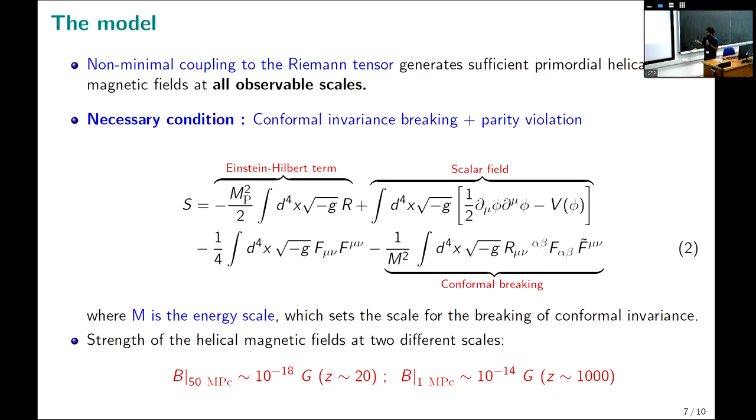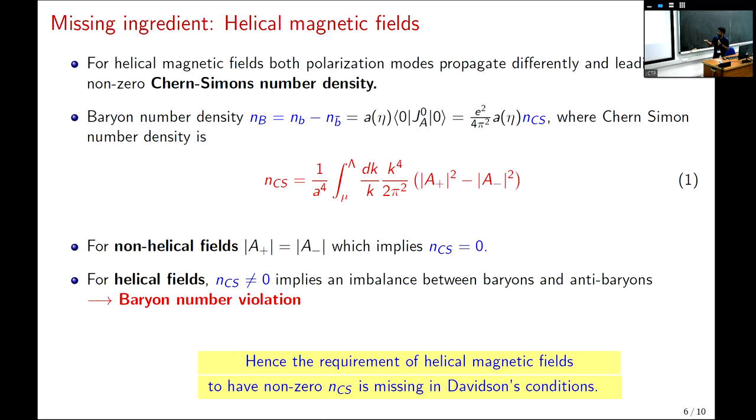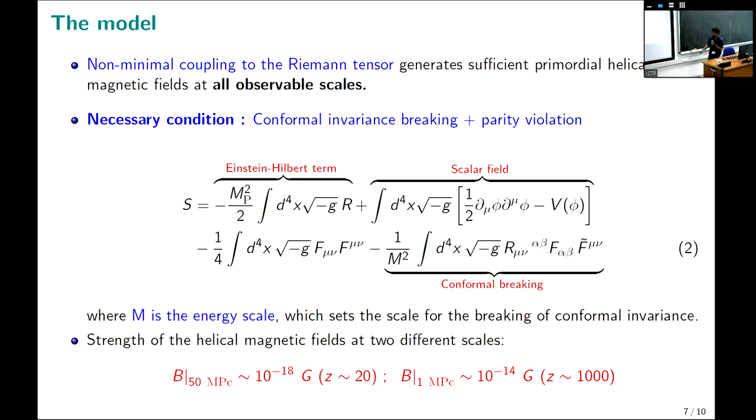Now, with the helical magnetic field, one can consistently map the symmetries of the universe with the Sakharov conditions. To achieve this in the model, we have considered this interaction term. Due to the Riemann coupling, the Riemann tensor breaks the conformal invariance of the action, and you can see there is F alpha beta and F mu nu tilde, where this tilde is nothing but the dual of the electromagnetic field tensor, which breaks the parity symmetry of the action.